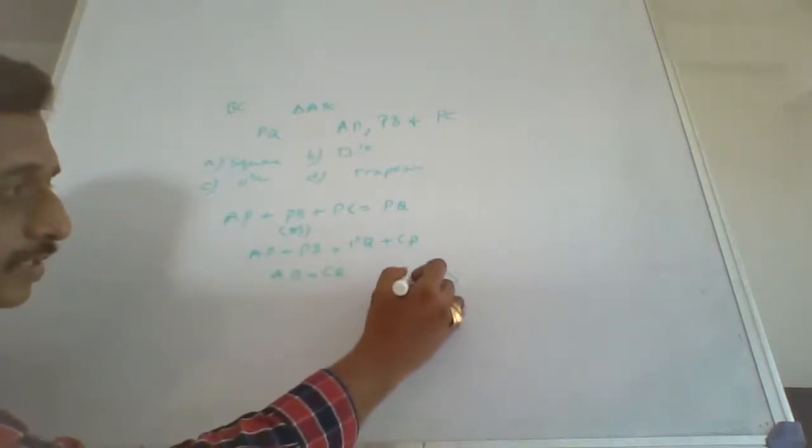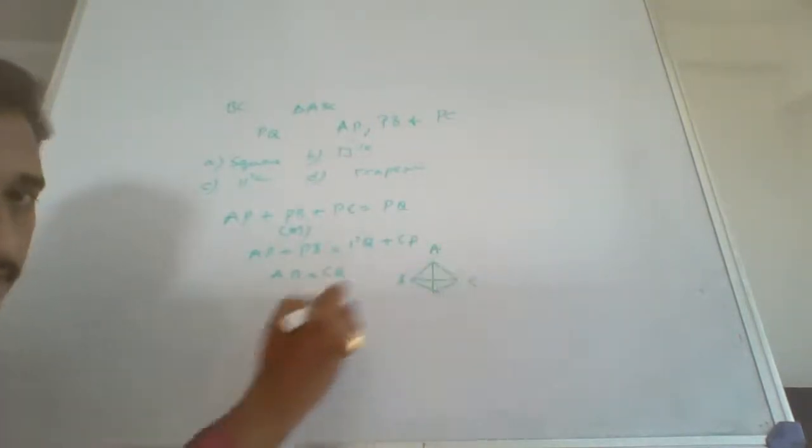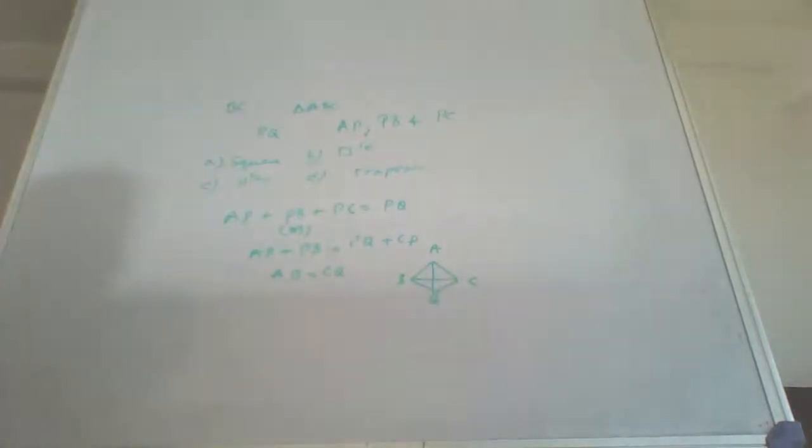Okay, so this is the diagram for this. This is A, this is B, this is C, and this is Q. So this is P here. So the choice here is parallelogram. This is a parallelogram. So I hope you understood this. Fine. Let us move on to the next problem.